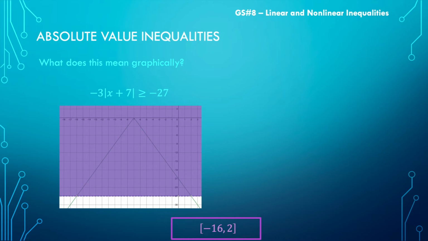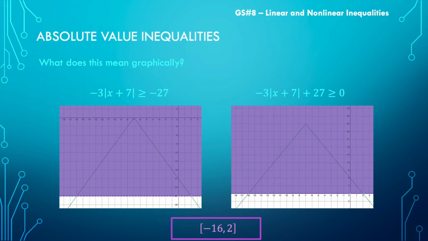Now, if I were to use that revised inequality, again, it's easier to see, right? Because I can just see where the x-intercepts are. What I'm really looking for is where this absolute value graph is above the x-axis. And we can say that that is from negative 16 to 2 as well.